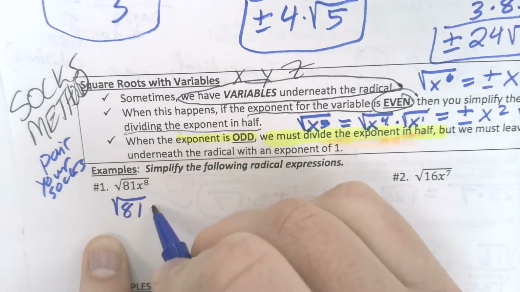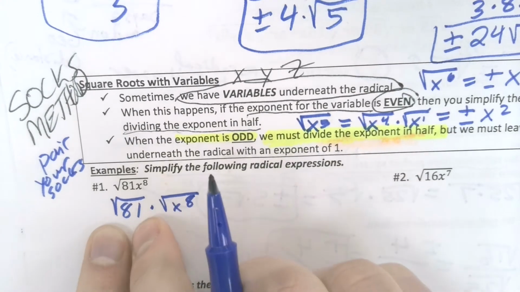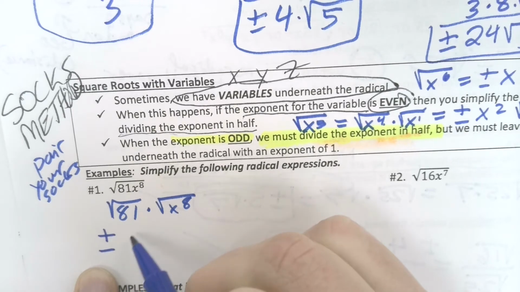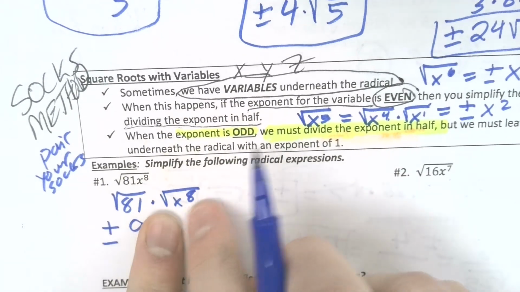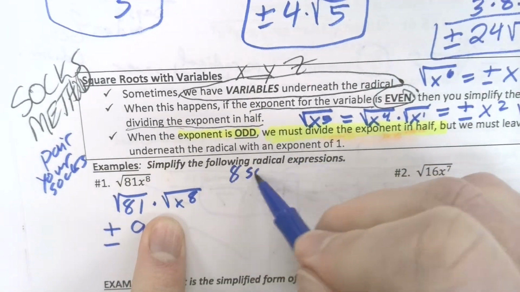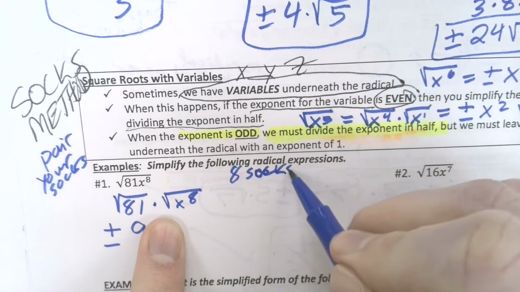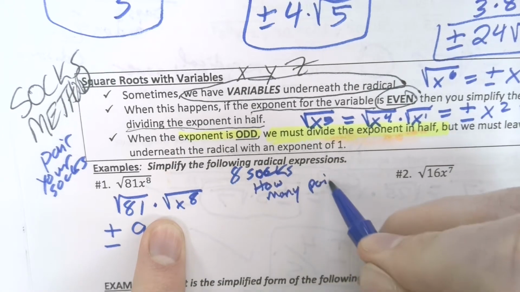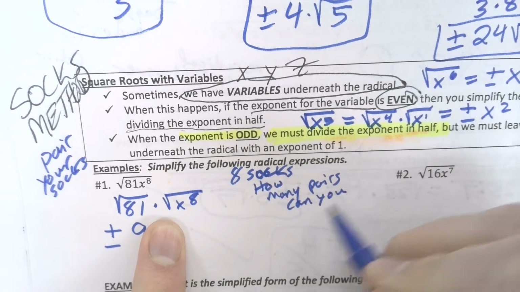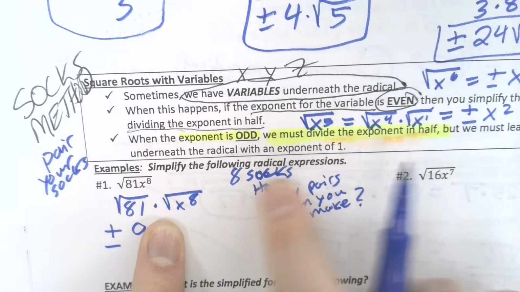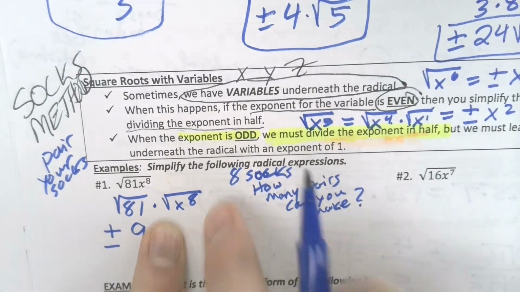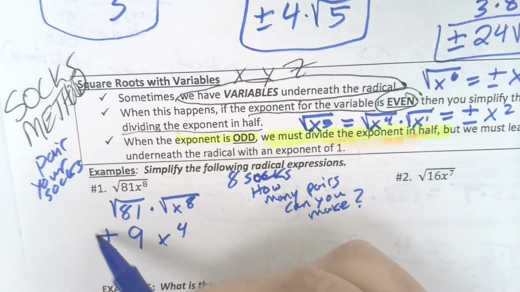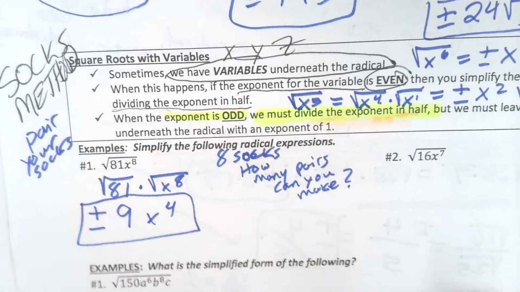I like to split this into the number and the variable. Square root of 81, that's nice and simple, plus or minus 9. Now, x to the 8th. If you have 8 socks, how many pairs can you make? Oh, that would be 4 pairs of socks. Cut it in half. Boom.